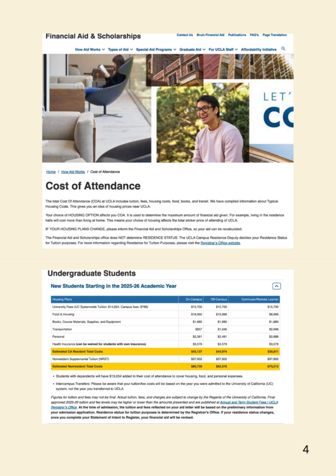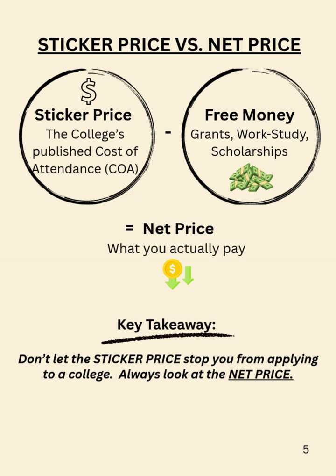They would have to pay 44,000 versus the non-resident who's not a California resident, who would have to pay 82,000. And I believe the non-resident figure would also include international students. So this is what a cost of attendance would look like. And every college website has this. They have to publish this information because it is considered public information.